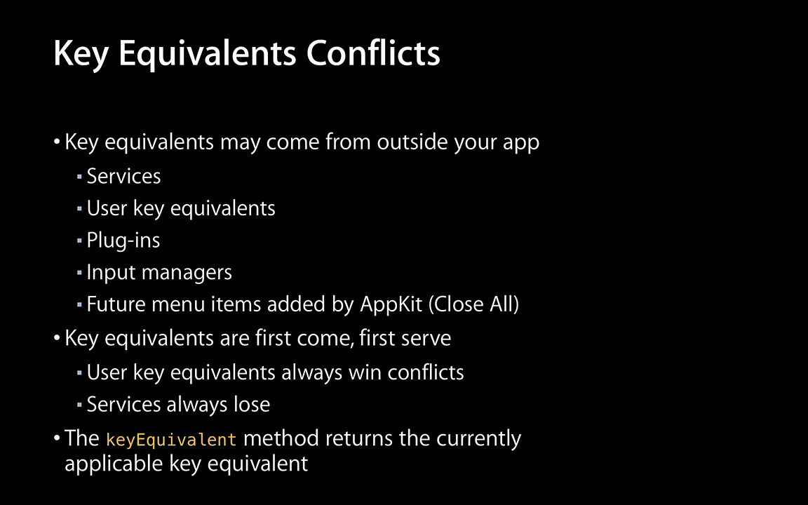A surprising fact is that the keyEquivalent method actually returns the currently applicable key equivalent. So if I call setKeyEquivalent and pass N, and then I call keyEquivalent to get it back, and I get back the empty string, that's a good hint that some other menu item has claimed that key equivalent. Now, the N I passed isn't lost. It's just sort of dormant in the menu item. And when the winner goes out of the menu or changes its key equivalent, my item's N will become prominent, and it will return it from the keyEquivalent method.